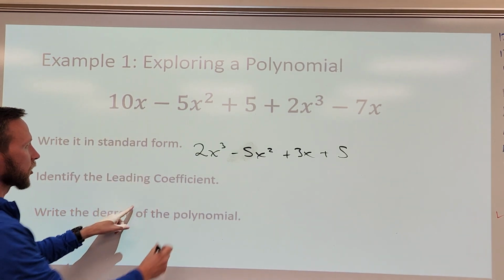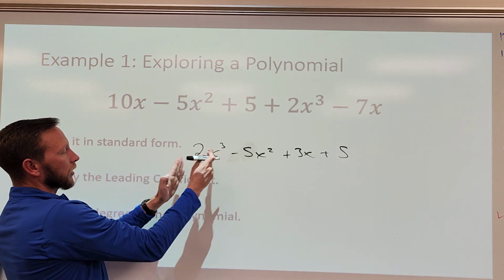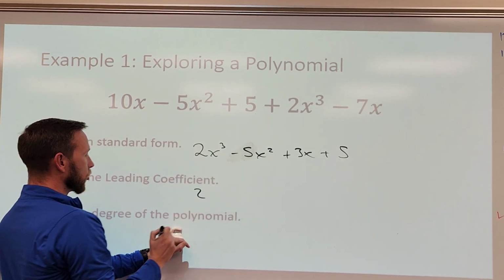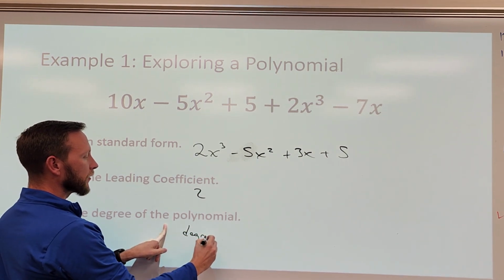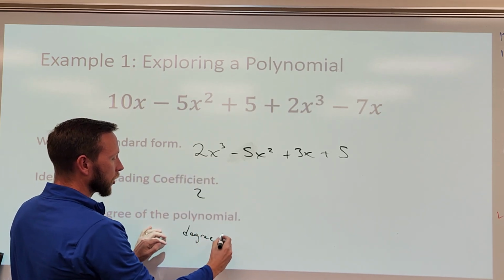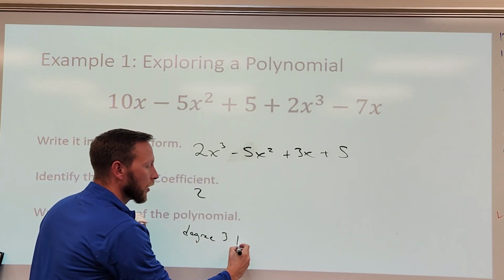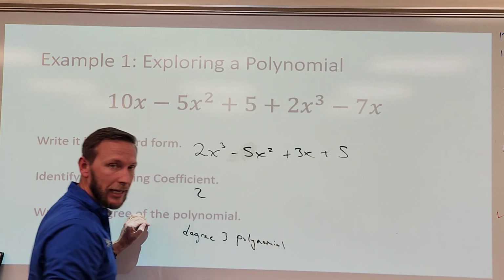Identify the lead coefficient. The lead term is this right here because it has the greatest degree. So the lead coefficient is 2. The degree of the polynomial is... we're not going to add up all of these, we're just going to take this one right here. This is a degree 3 polynomial. Now we have a special name for that that we'll talk about on the next slide.